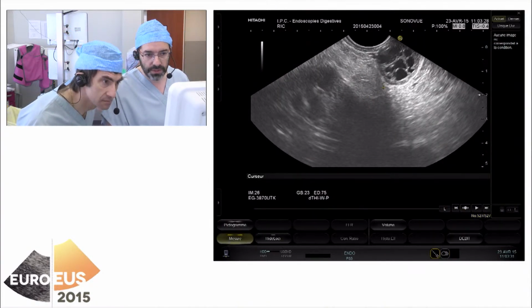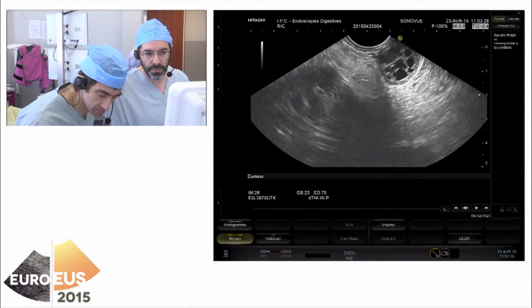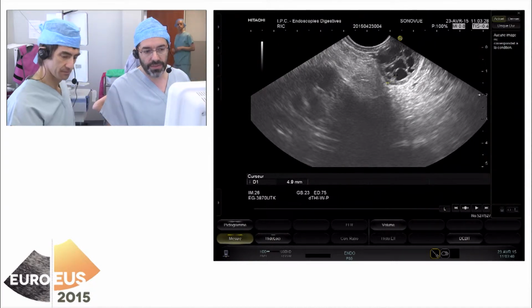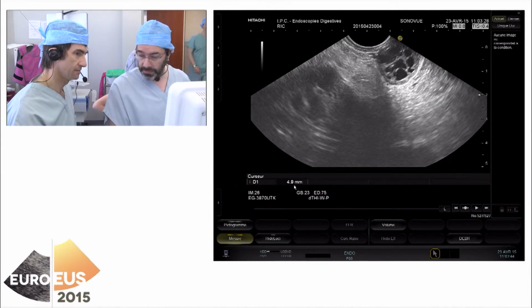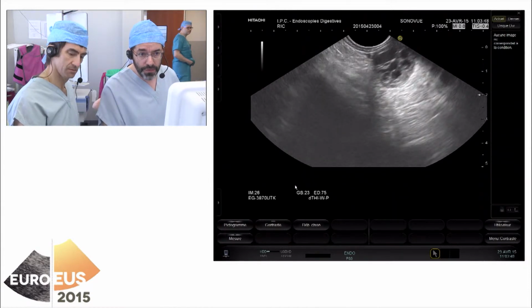We're going to measure it, and this is one of the worrisome features that have been established both in the Sendai and in the Fukuoka criteria. So this is really a sign. You see, it's 4.9 millimeters, the size of the wall of the cystic lesion.